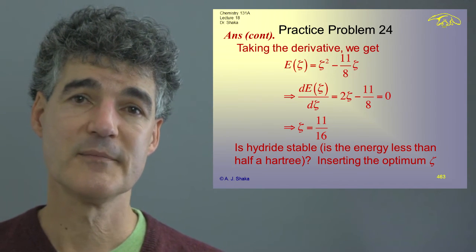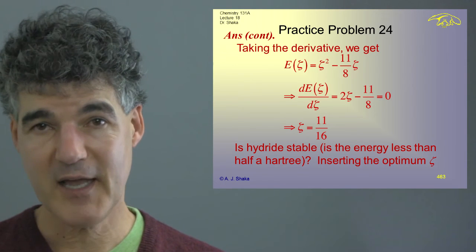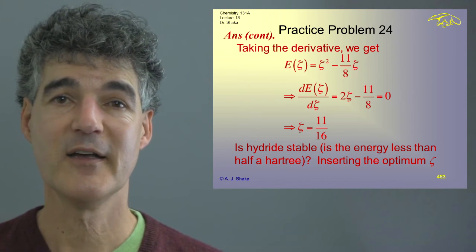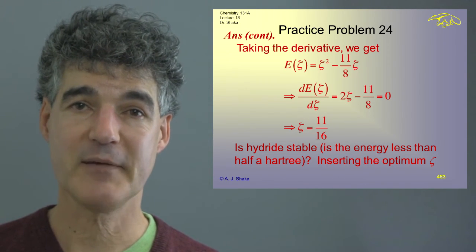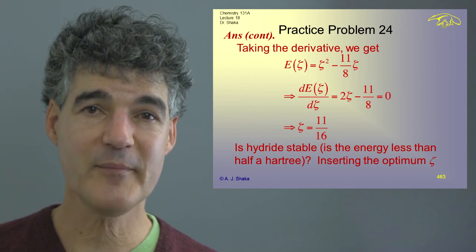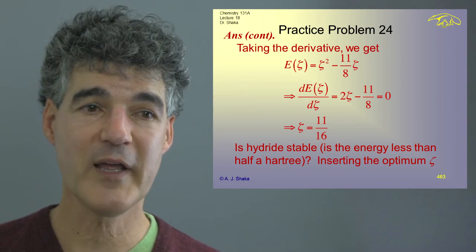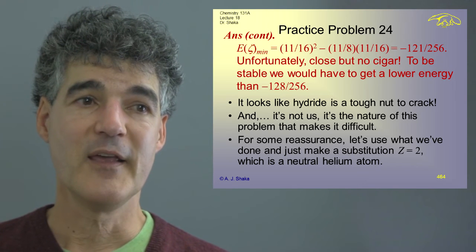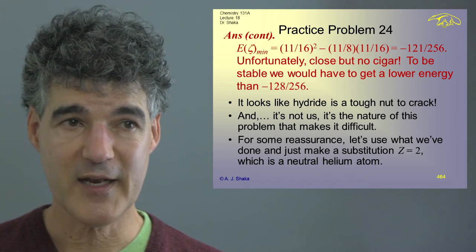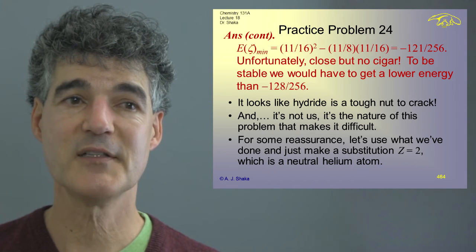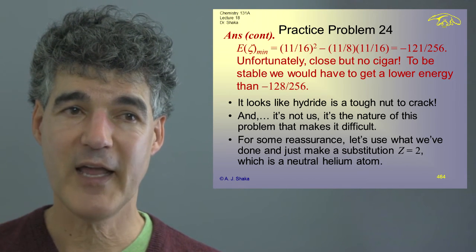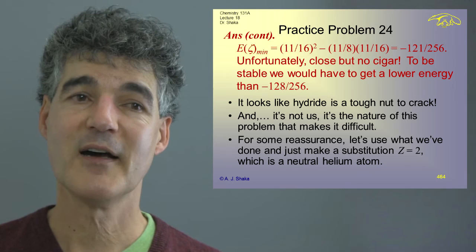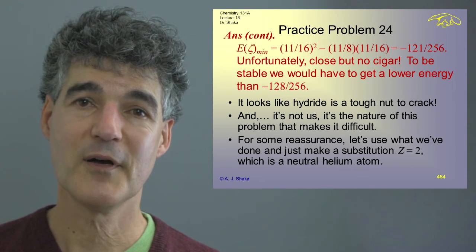And now the question is, is the hydride ion stable? By which I mean, is the energy of the hydride ion less than half a Hartree, which is the energy of a hydrogen atom and an electron just hanging out in the wind? Well, let's put in the optimum value of zeta. The energy minimum then as a function of zeta is 11/16 squared minus 11/8 times 11/16. And that becomes minus 121/256.